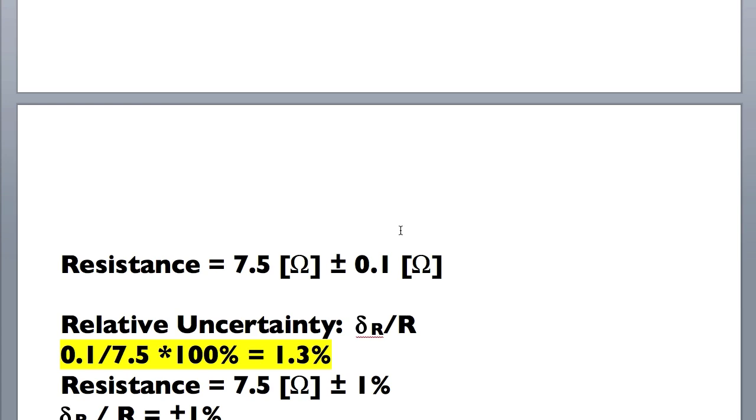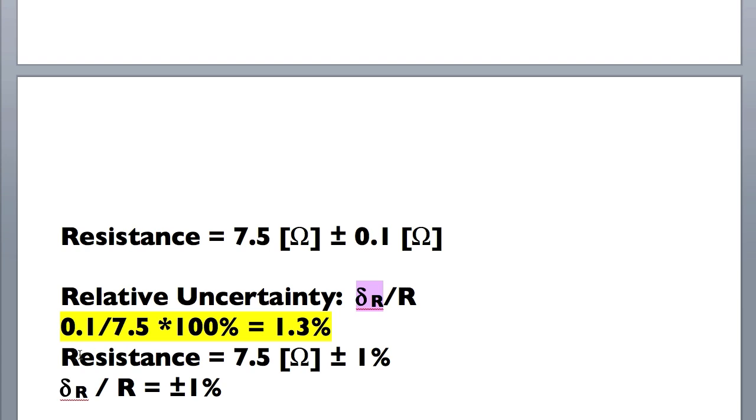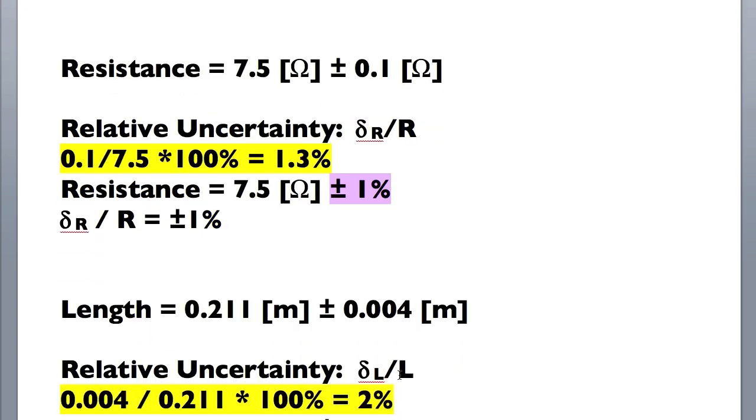The uncertainty related to the measurement is called the relative uncertainty. We take the uncertainty, represented here by delta sub r. Delta, this is a lowercase delta, meaning a small difference. The uncertainty in resistance divided by the resistance, and turn it into a percentage. In this example, it's 1.3%. So we could state the resistance as 7.5 ohms plus or minus 1%. Instead of a measurement uncertainty, which has units, we could state the uncertainty as a percentage. Relative uncertainty.